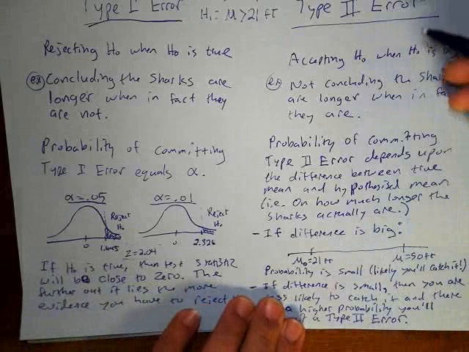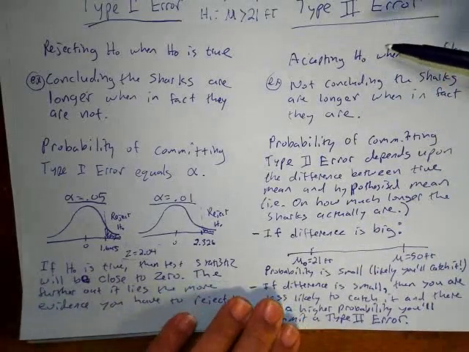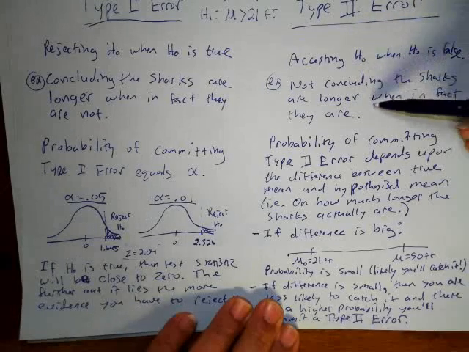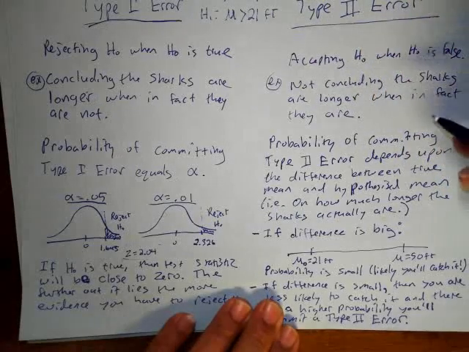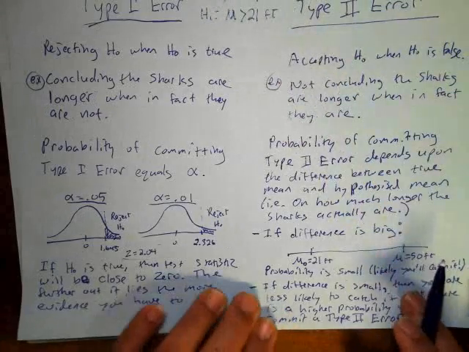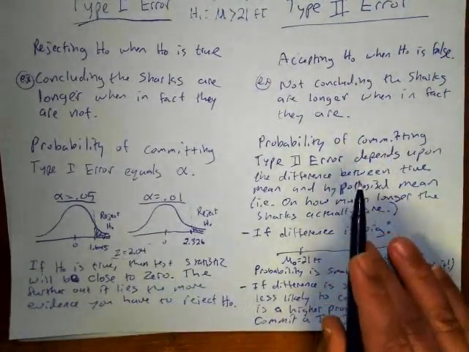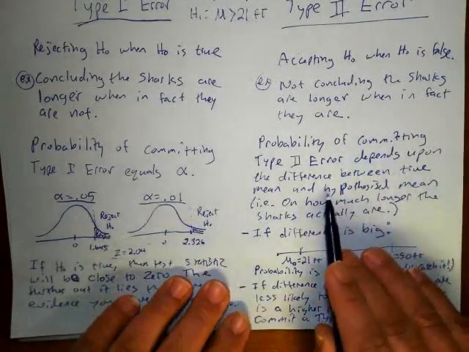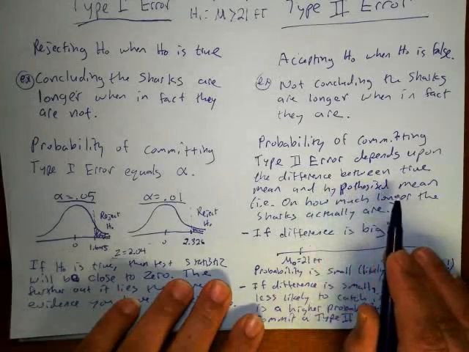So now the type 2 error. This is, of course, not concluding the sharks are longer when in fact they really are. So you're accepting H0, but you should have rejected H0 and concluded that they were longer. Well, we don't know the probability of committing the type 2 error because it depends upon the difference between the true mean and the hypothesized mean.